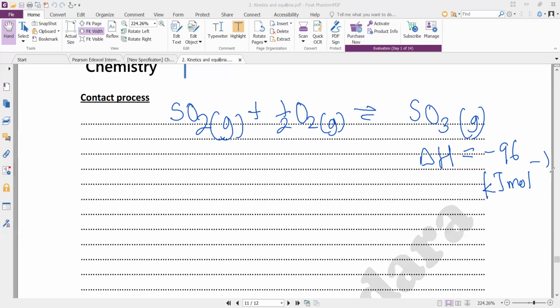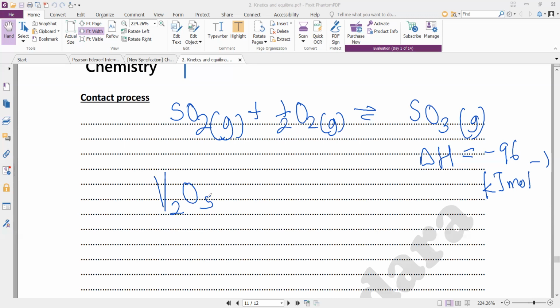One stage of the manufacturing process contains the above reaction. The catalyst used in this reaction is V2O5, vanadium(V) oxide. Okay.